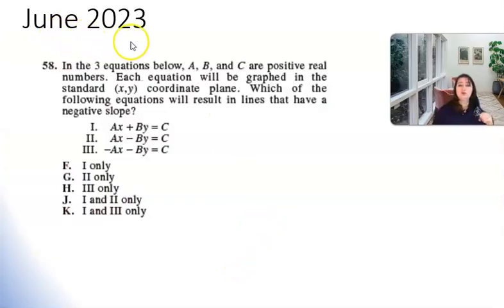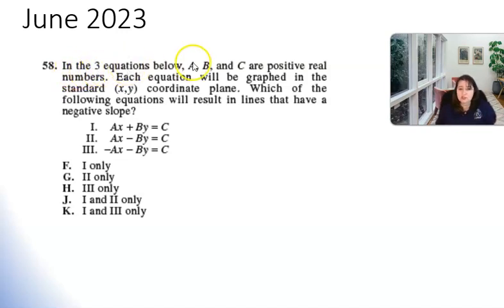We're going to be doing June 2023's 58. This one is kind of easy, but I've noticed that when we put letters instead of numbers, you guys kind of freak out a little bit. So let's take a look at how we can break this down. When we put it in standard form and you have to move it to y equals mx plus b form, it really goes over the top. So let's figure out what it's asking.